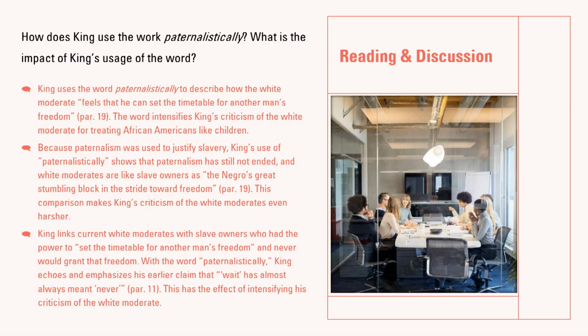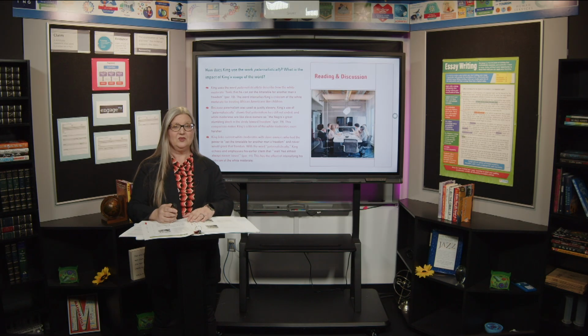King links current white moderates with slave owners who had the power to set the timetable for another man's freedom and never would grant that freedom. With the word paternalistically, King echoes and emphasizes his earlier claim that wait has almost always meant never. This has the effect of intensifying his criticism of the white moderate. Okay? Good job. I'm glad you guys were writing some notes.